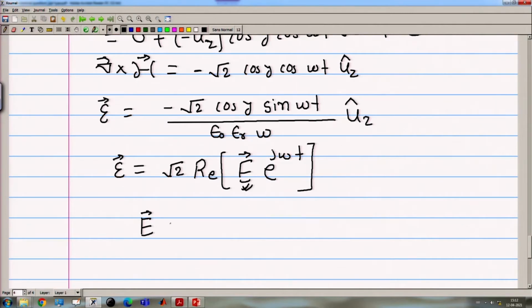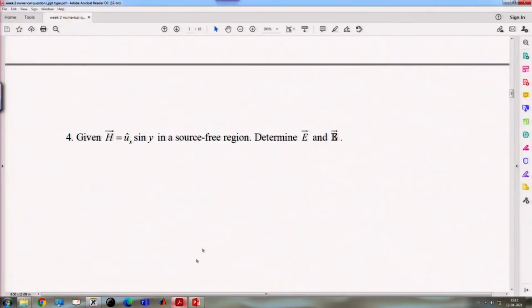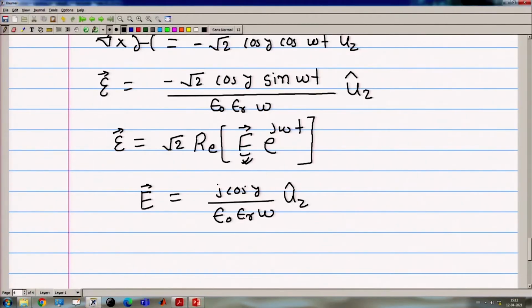For this component, if we take j cos by epsilon naught epsilon r omega, then it will satisfy, and the real component of this will be this. And this has the u z. So, we have calculated the E and H. So, we can go to the next problem.